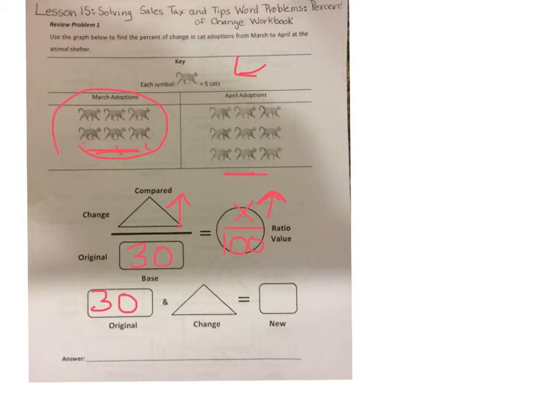Okay, so then the next number we know is in April. We can see there are 9 cats, and 9 times each one of those is 5. So in April there are 45 adoptions. Got to be careful. That is not how much it changed. That's not how much it went up. So I don't want to put that there. I do want to put the ending amount is 45.